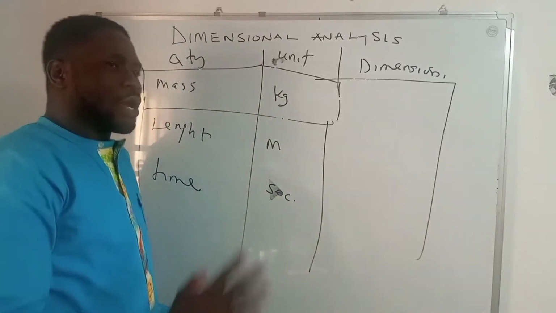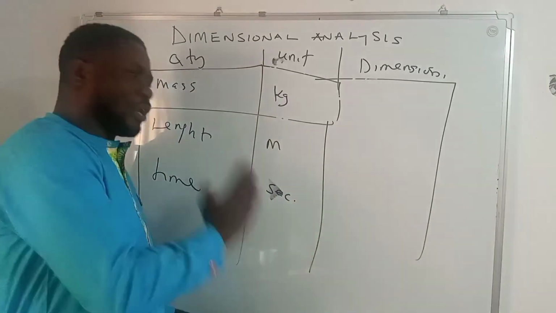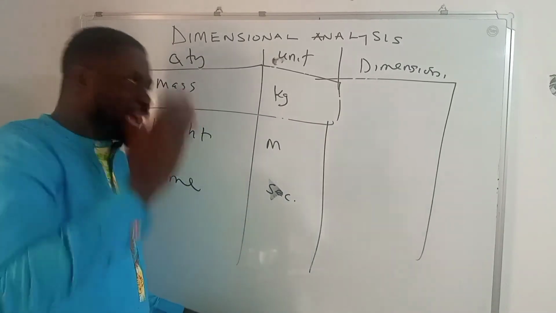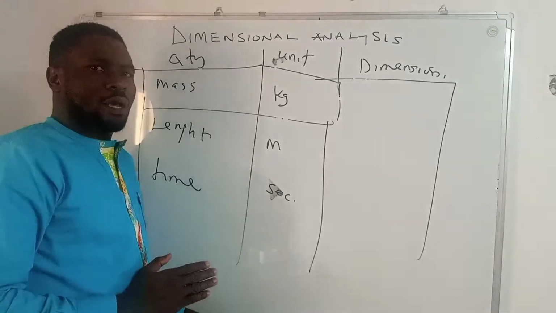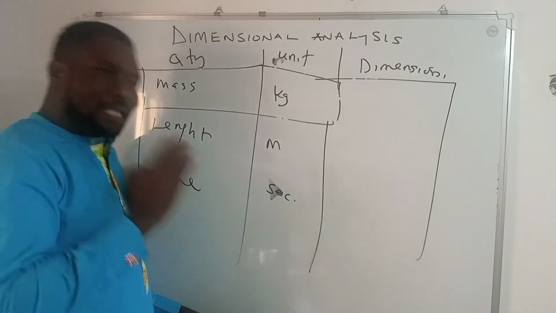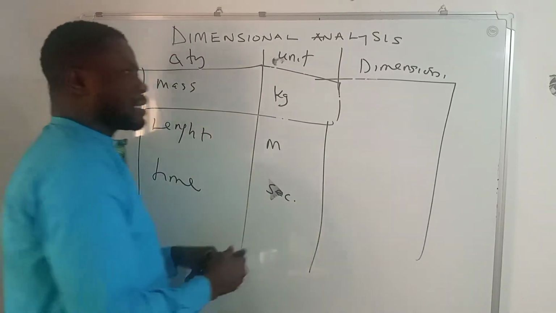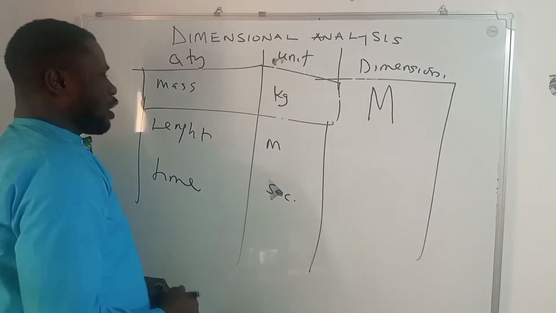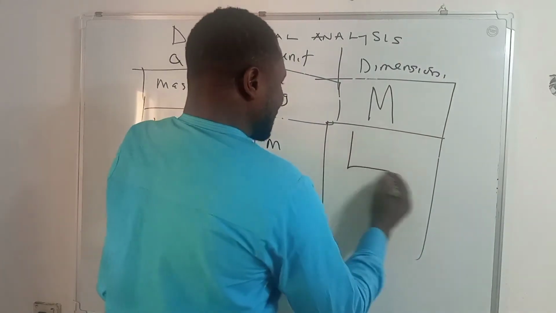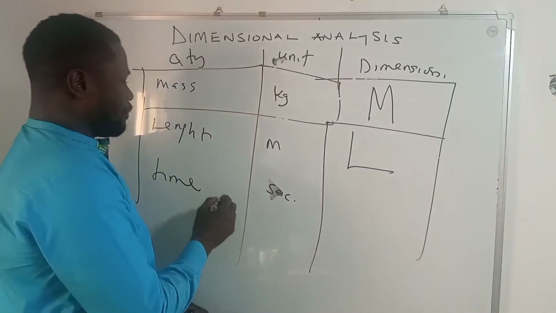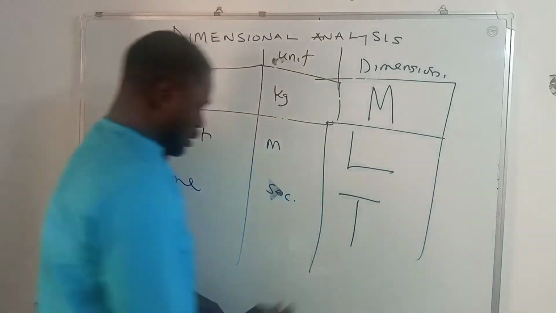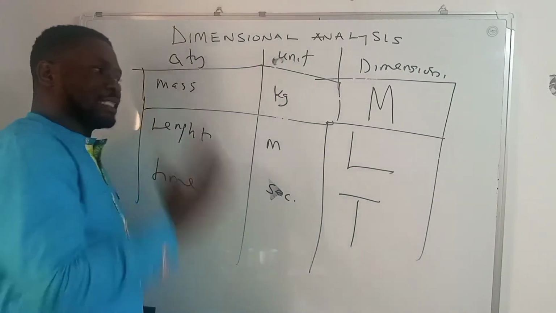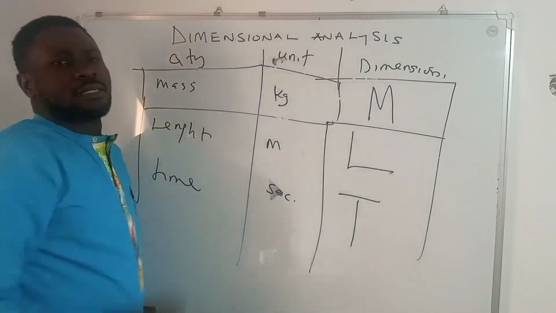But in today's class discussion, we are not interested in the unit of these quantities. Rather, we are interested in the dimensions of these quantities. So what we need to now know is that the dimension of mass is given as capital M. The dimension of length is always taken as capital L. And the dimension of time is taken as capital T.